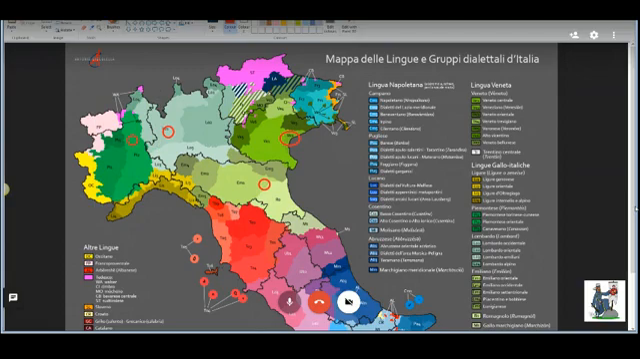The pink areas up here indicate not dialects, but foreign languages spoken in Italy. For example, here in bright pink, we have German. Because we have a part of Italy where they speak German as their first language. And this area was annexed after the Second World War, so it has been Italy for not that long, basically.